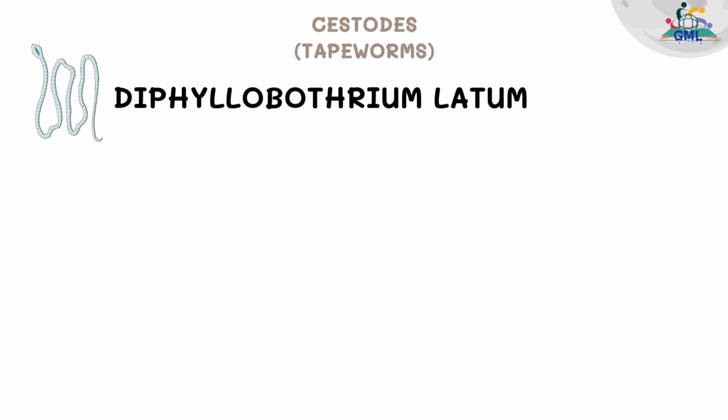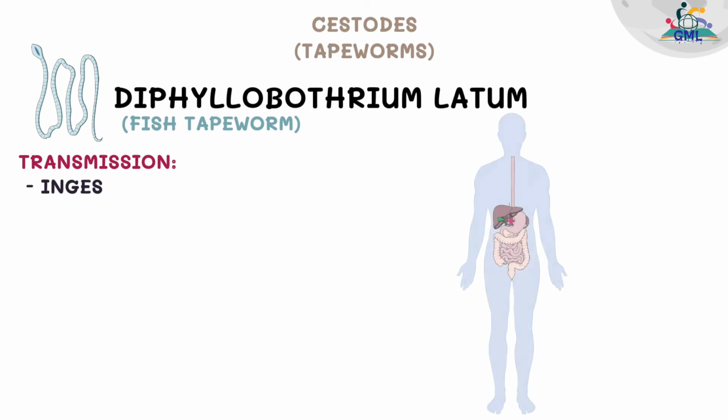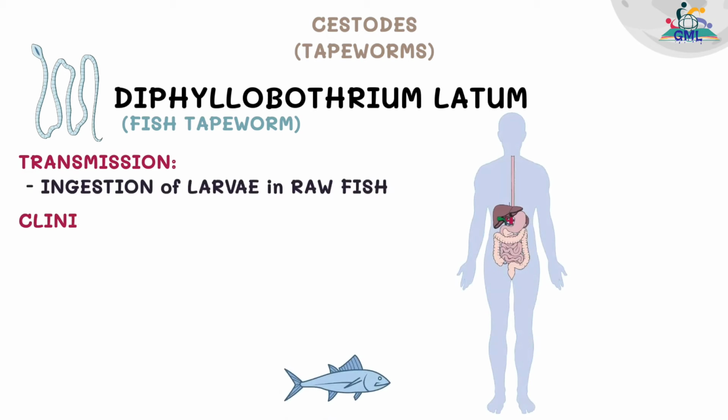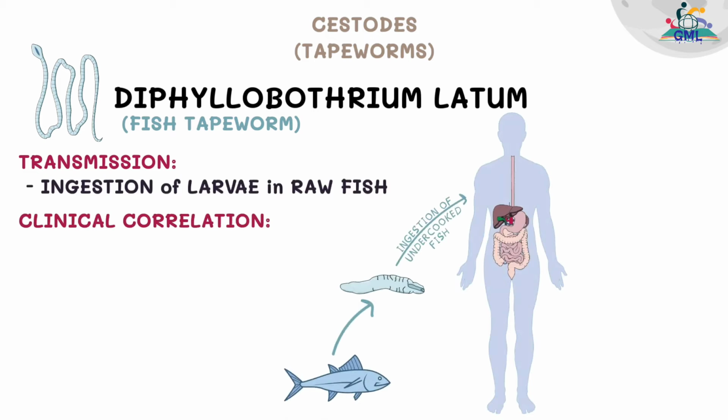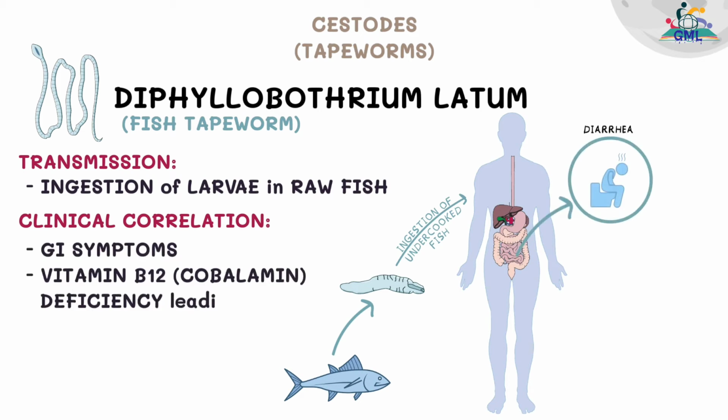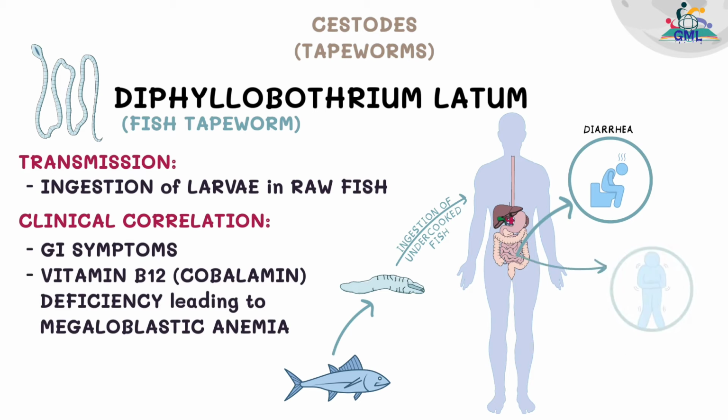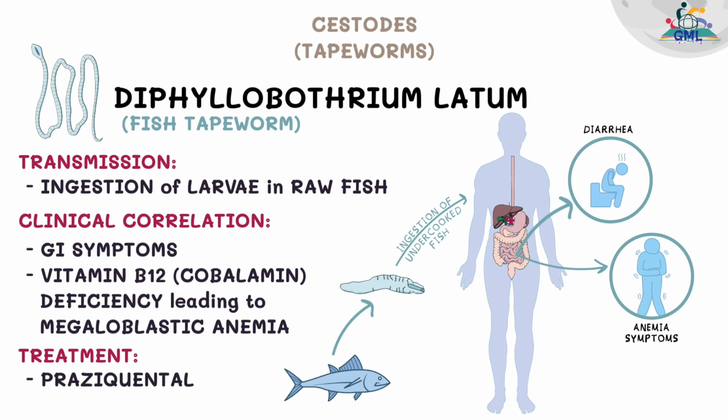Next worm on the list is Diphyllobothrium latum. Diphyllobothrium latum is also called fish tapeworm, and it's the largest tapeworm out there. Upon ingestion of larvae in raw freshwater fish, it resides in the GI tract, causing many GI symptoms such as diarrhea, and it can also cause vitamin B12, cobalamin, deficiency, leading to megaloblastic anemia. As for the treatment, we also use praziquantel. So even though it's the largest tapeworm, there is little to know about it.